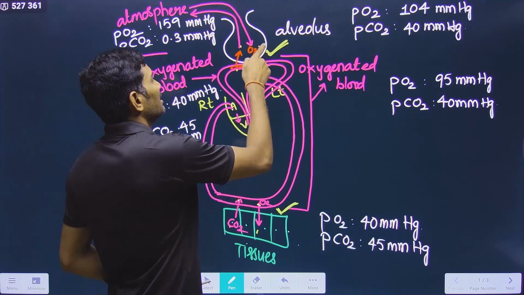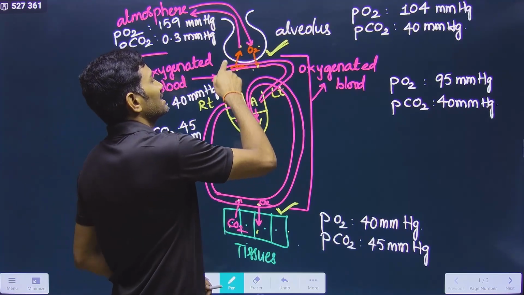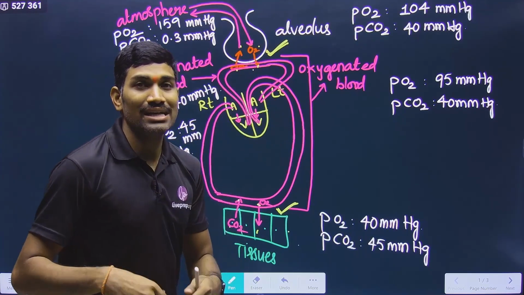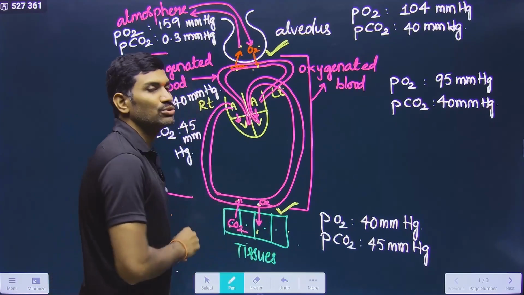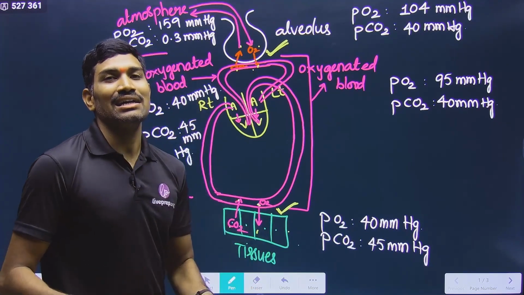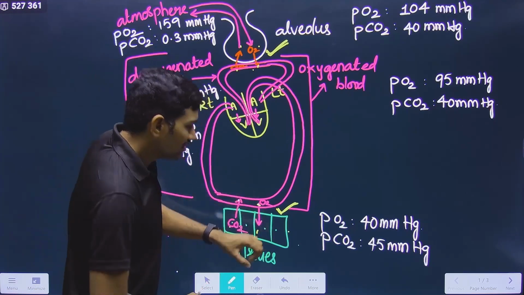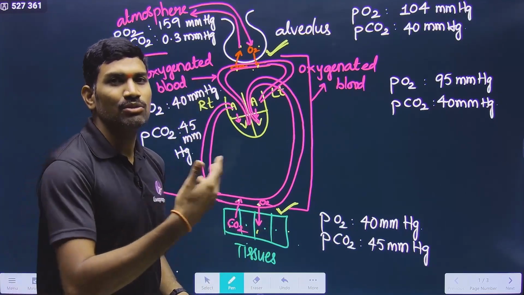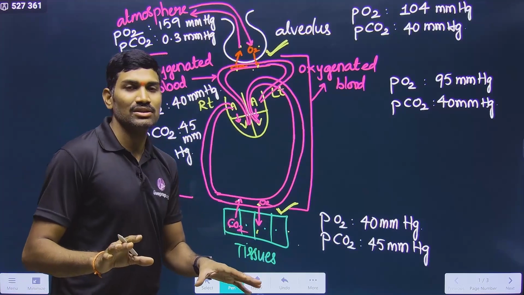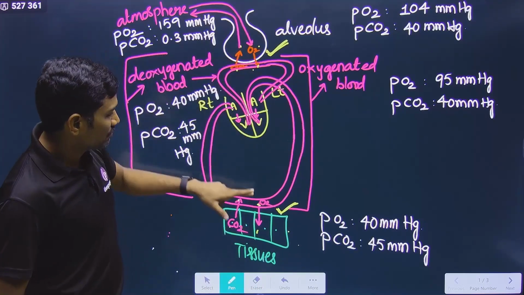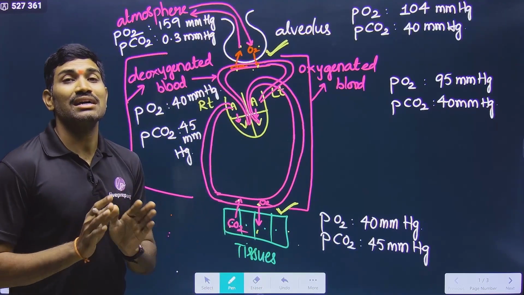Already I told you, technically this exchange of gases at the alveoli you can call external respiration, and the exchange of gases occurring at the tissues you can call internal respiration. Anyhow, within the cell oxygen is utilized and CO2 is produced, that is called cellular respiration. This is the basic point. So for this exchange of gases, pressure differences are important.